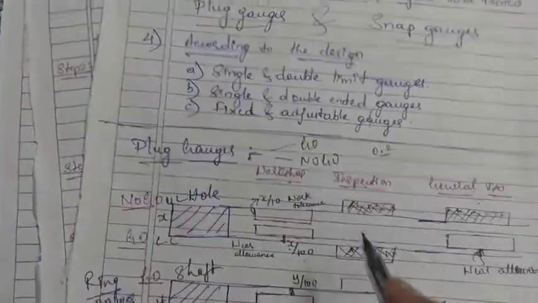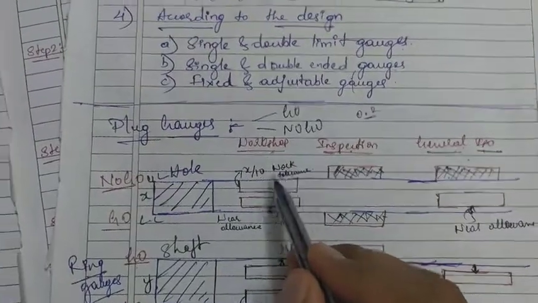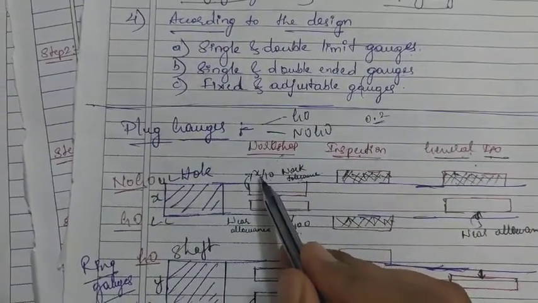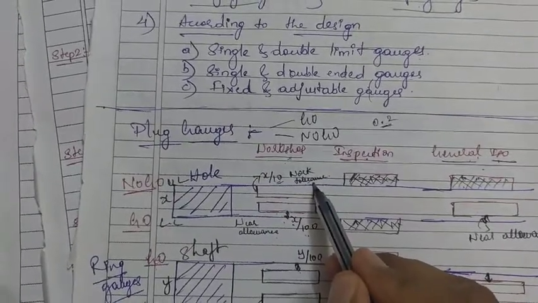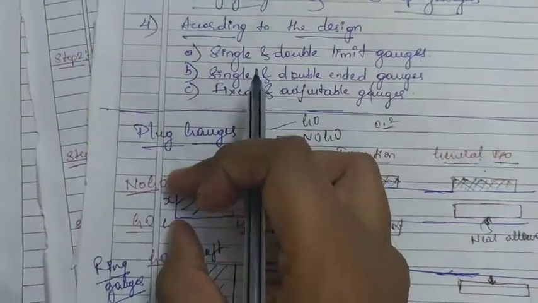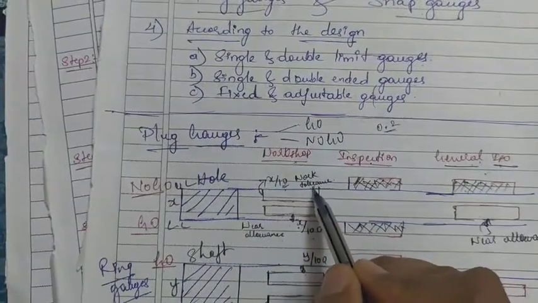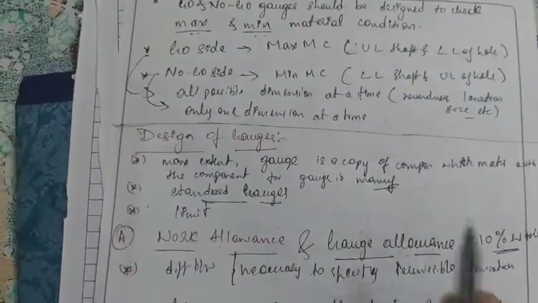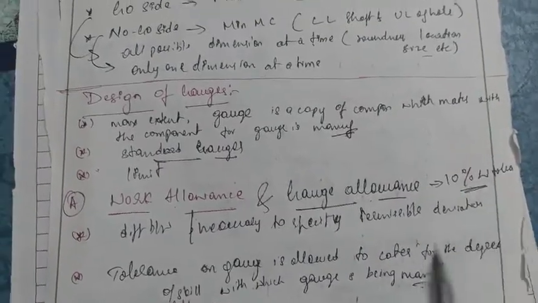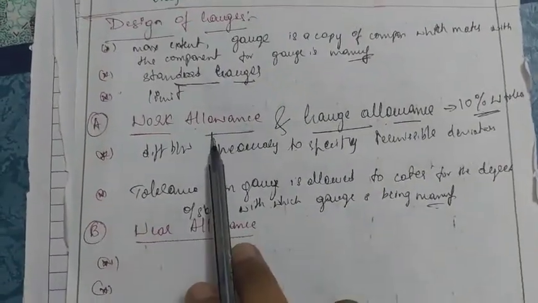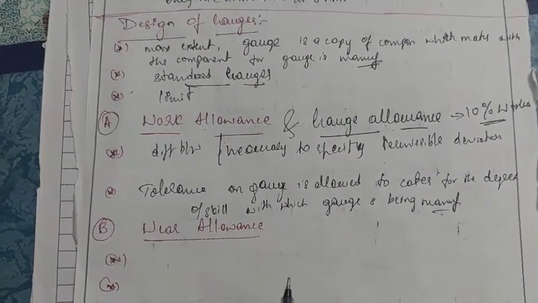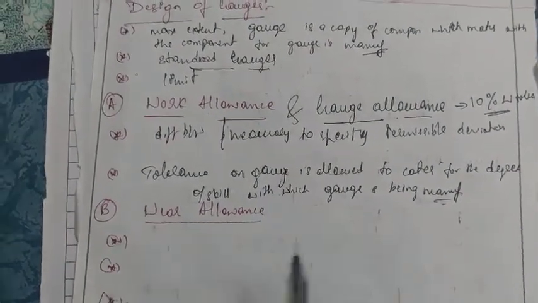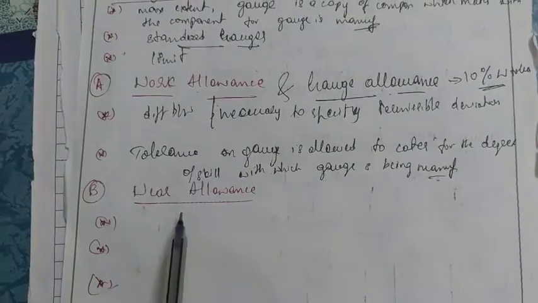I have mentioned it here. See here in the figure. So 10% is nothing but what? The upper limit minus lower limit, the tolerance distance, divided by 10. That we can call the work tolerance, that is 10%. That is the gauge tolerance, nothing but 10% of the work tolerance. So this is regarding the work allowance and the gauge tolerance. Now another important concept is what?